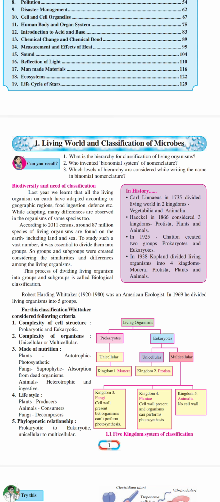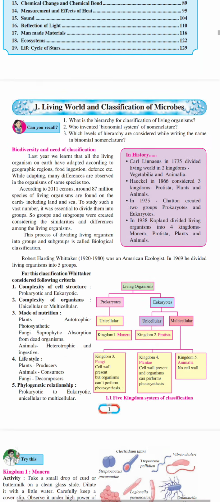Fungi are there, with a cell wall present in a fungus. We are saying the cell wall is present, but they do not make their own food, meaning without sunlight. Then they gave kingdom Plantae, where the cell wall is present and they can perform photosynthesis, meaning they depend on sunlight and can make their own food. Then the fifth category is Animalia, where there is no cell wall. The cell wall is not present in Animalia.